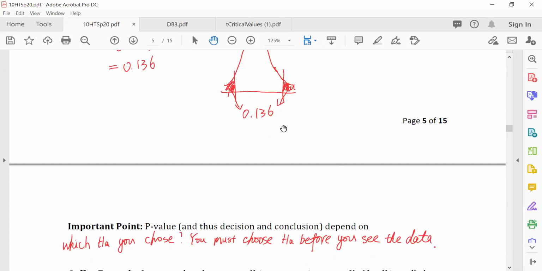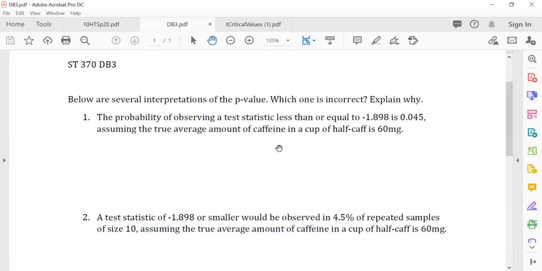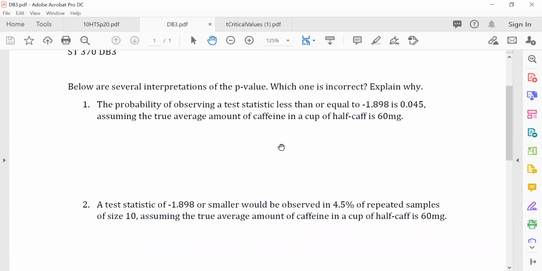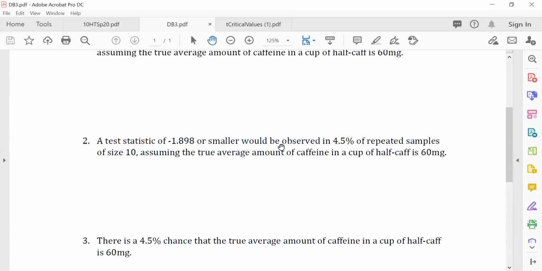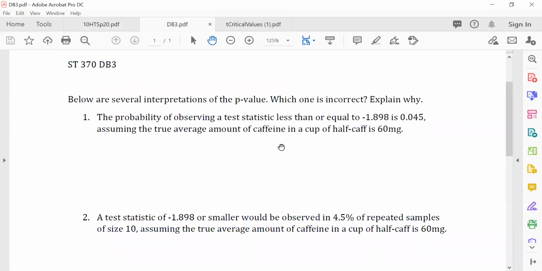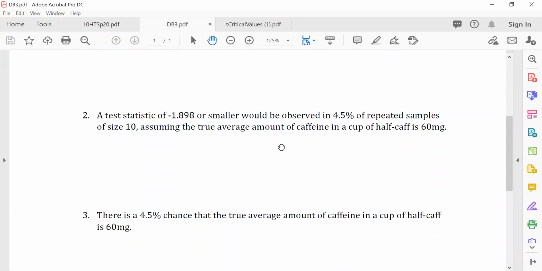Okay, so let's take a look at a discussion board question here. So here are several interpretations of the p-value. Which one is correct? And explain why. This is posted under your discussion board. I will stop the video here so that you could take some time to work on this problem, and I will talk about the solution in my next video.